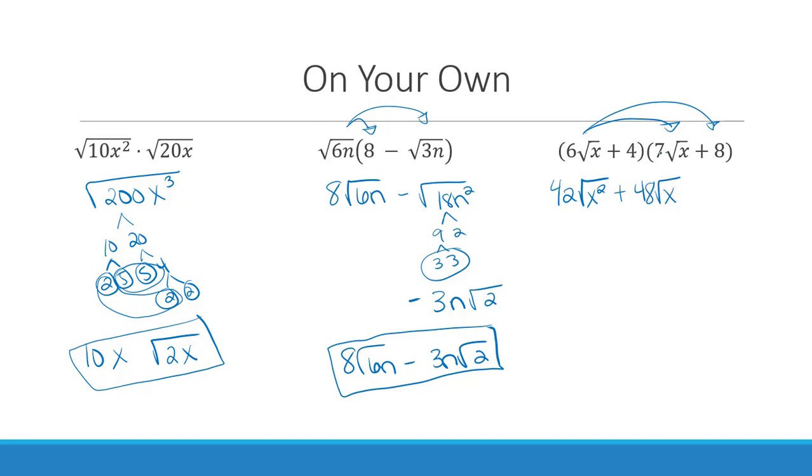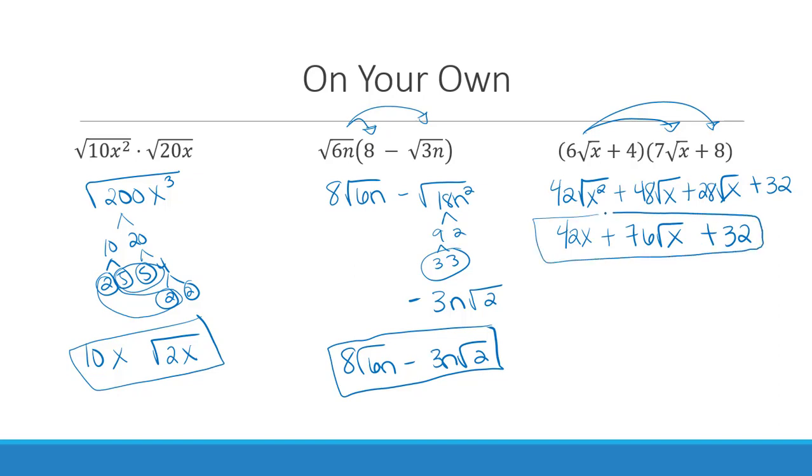Now we're going to do the 4. 4 times 7 is going to give me 28 square root of x. And then 4 times 8 is going to give me 32 here. So we would want to simplify anything that we can simplify. The square root of x squared, 2 goes into 2 one time evenly. So this simplifies into 42x. Now we can add together these two that are in the middle because they are like terms. So 48 plus 28 is going to give me 76 square root of x, and then plus 32. None of these are like terms, so this right here would be our final answer.